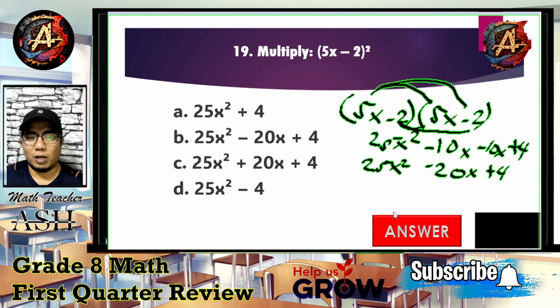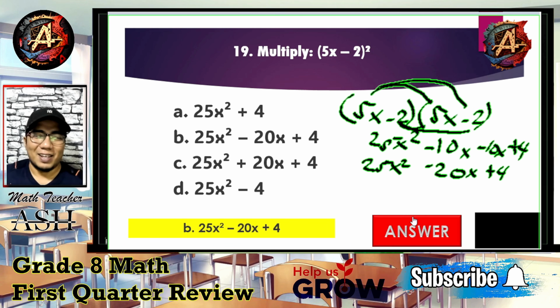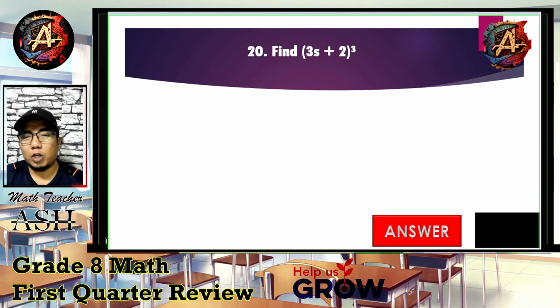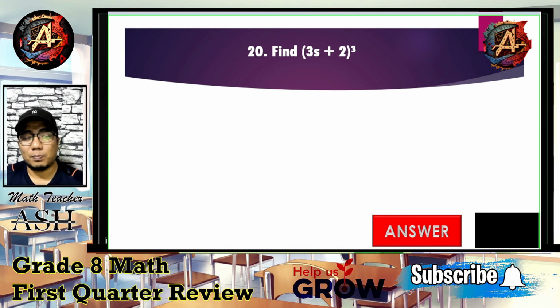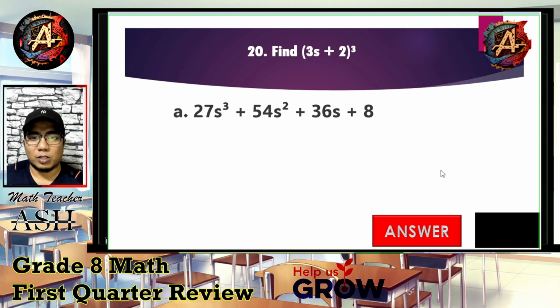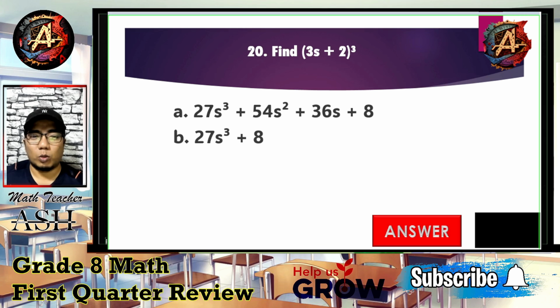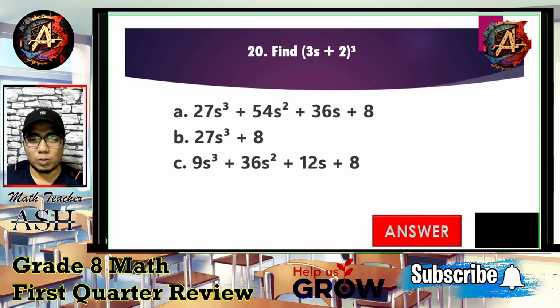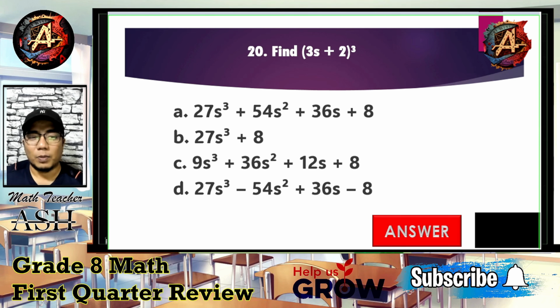Let's check whether we are correct. All right, now let us go to question number 20. Find the cube of the quantity 3s plus 2. Is it A, 27s cubed plus 54s squared plus 36s plus 8, B, 27s cubed plus 8, C, 9s cubed plus 36s squared plus 12s plus 8, or letter D, 27s cubed minus 54s squared plus 36s minus 8? I'll give you 5 seconds to think about your answer.